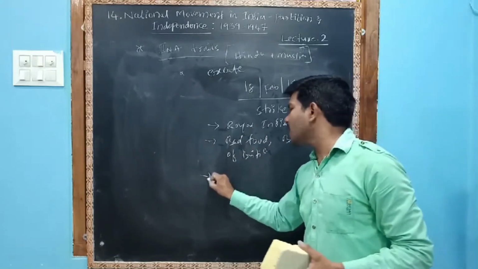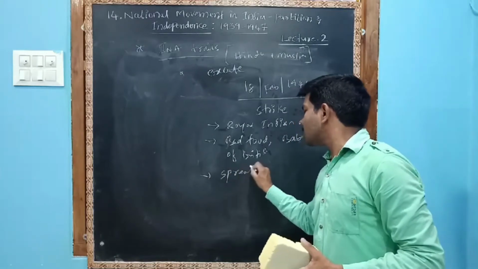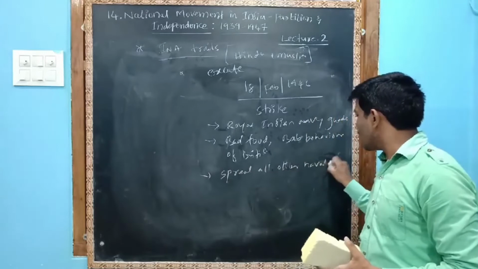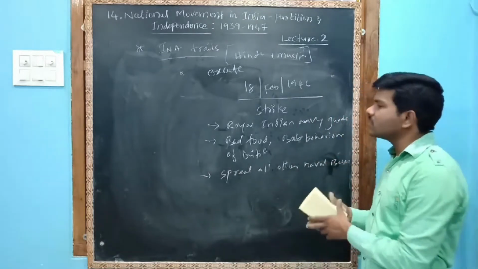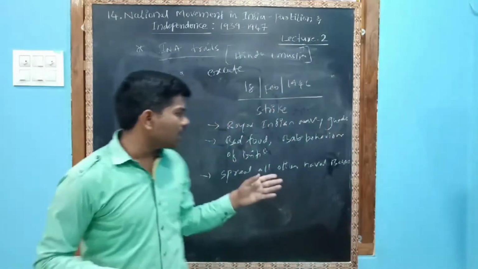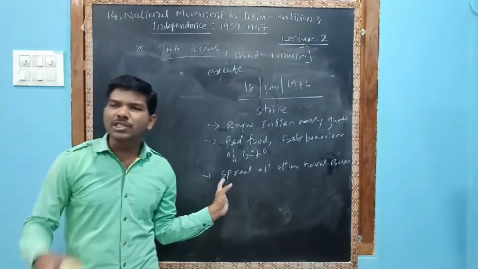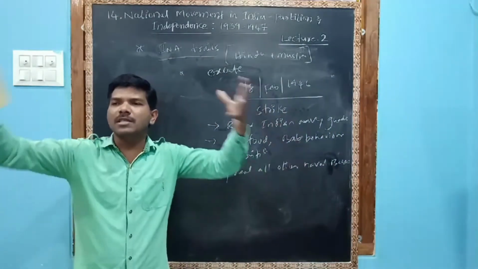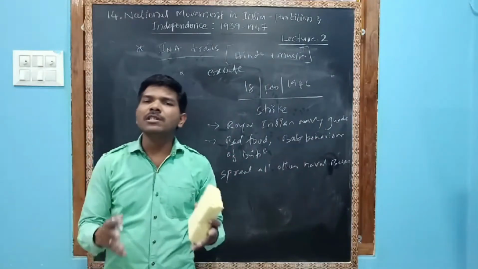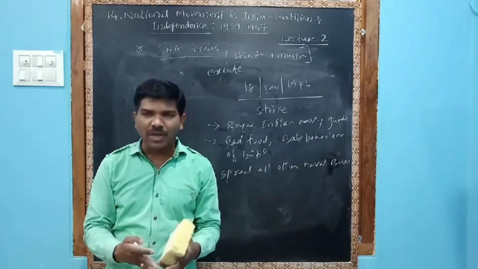This spread to all the other naval bases. Whenever they organized a strike, it also reached other places. Whenever it reached other places, the masses gathered, and then it was impossible to control this strike.